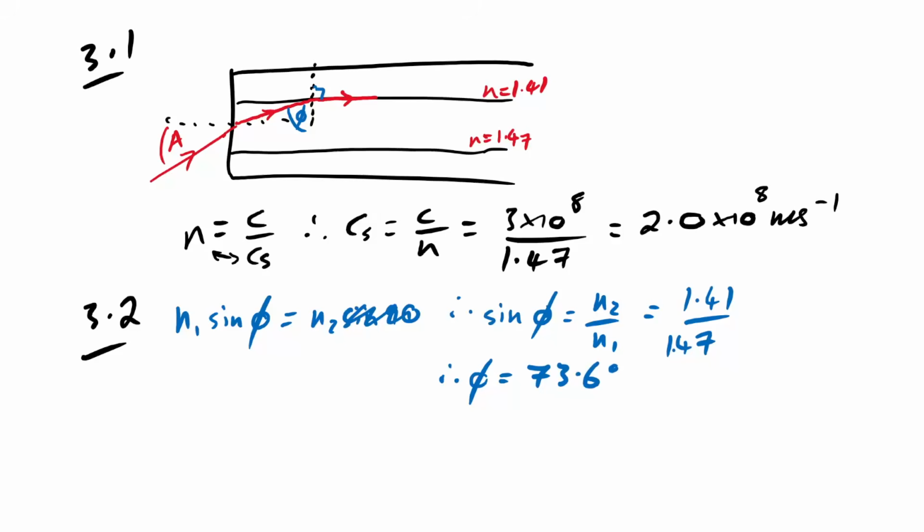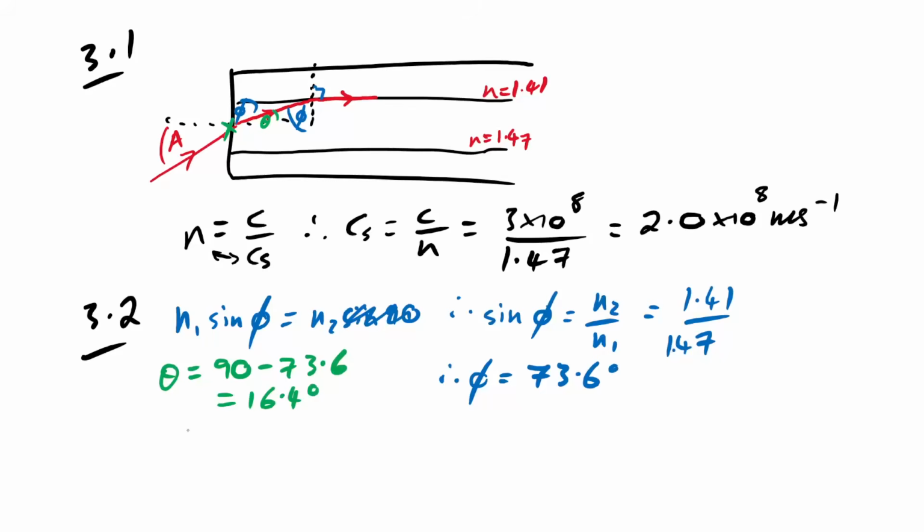So if that's phi there, then that means that this is phi here too. But that's not the angle that we're concerned about when it comes to this situation. It's this angle here, theta. So we can say that theta is equal to 90 minus 73.6. And so that gives us 16.4 degrees.